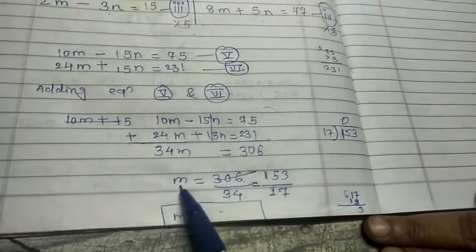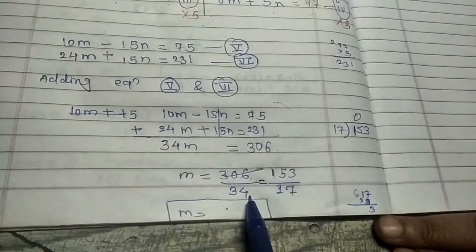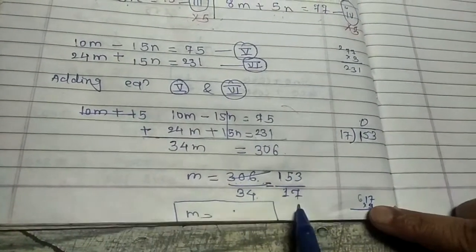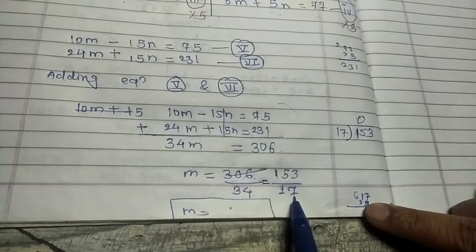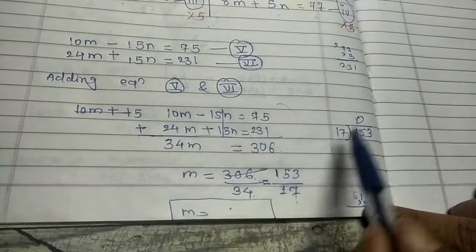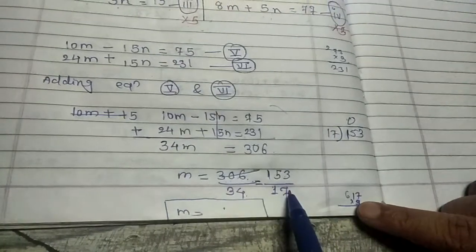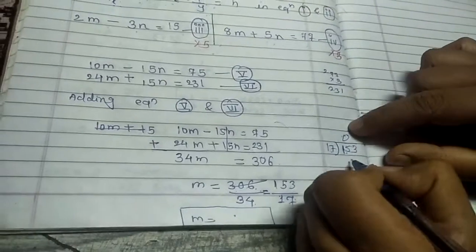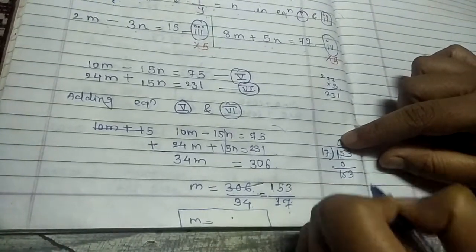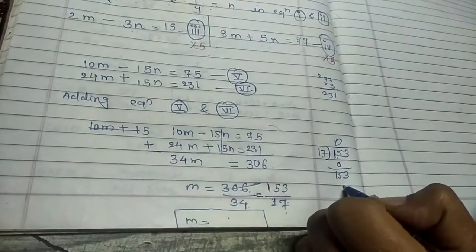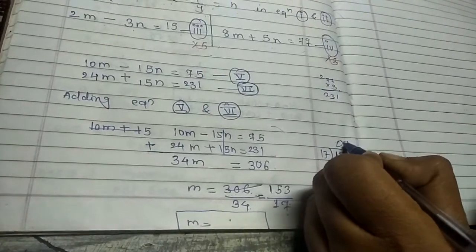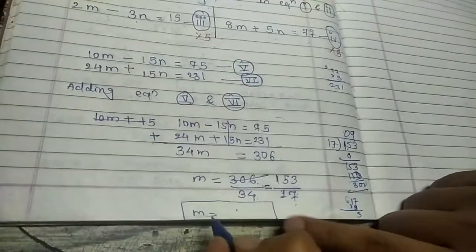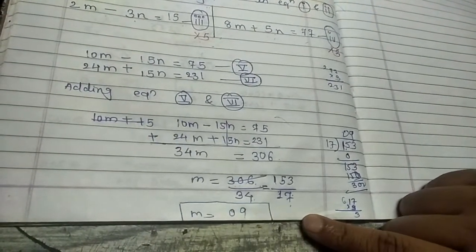So now m is equals to 306 upon 34. These two numbers we divided by 2, so when we divide by 2, we get 153 divided by 17. We cannot reduce further, so directly I am going to divide 153 by 17. 17 and here 15, so we cannot divide. So we give 0 and then we carry 153. In the 17 table, 9s are 17 9s are 153, so 0 0 0. So here m is equals to 9.